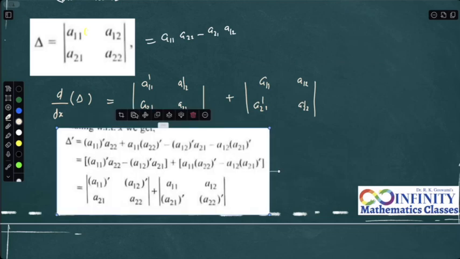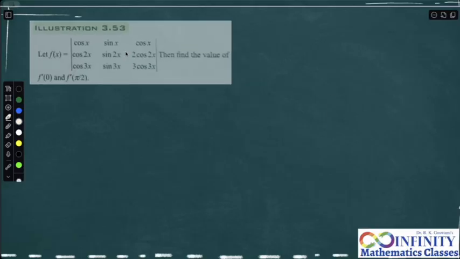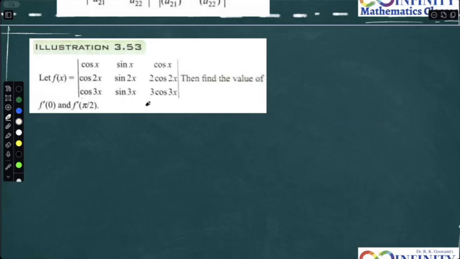So you have a question based on the same. This question number is 3.5.3. As you know, you need to get the value of the expression. For that, you need to simplify. Simplification is a task we will discuss later on. For the time being, there is a function f(x) given in terms of this determinant. You need to find the derivative at 0 and at pi by 2. First of all, help me with the derivative of f(x).